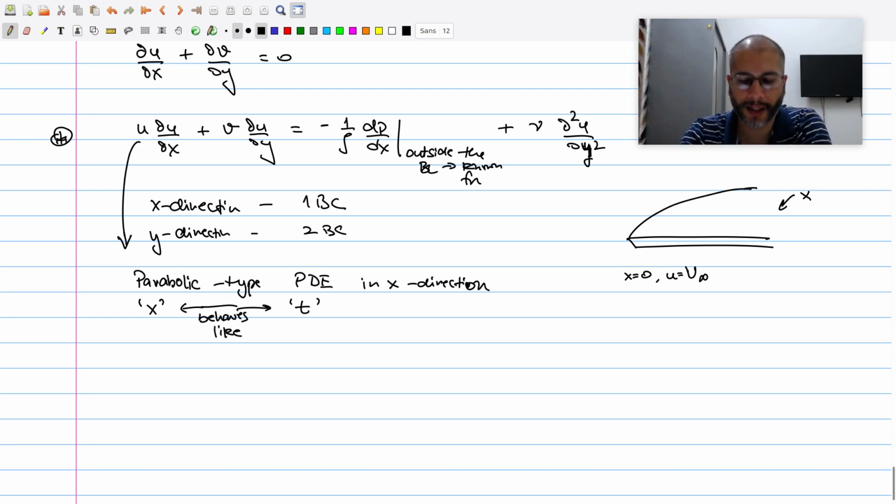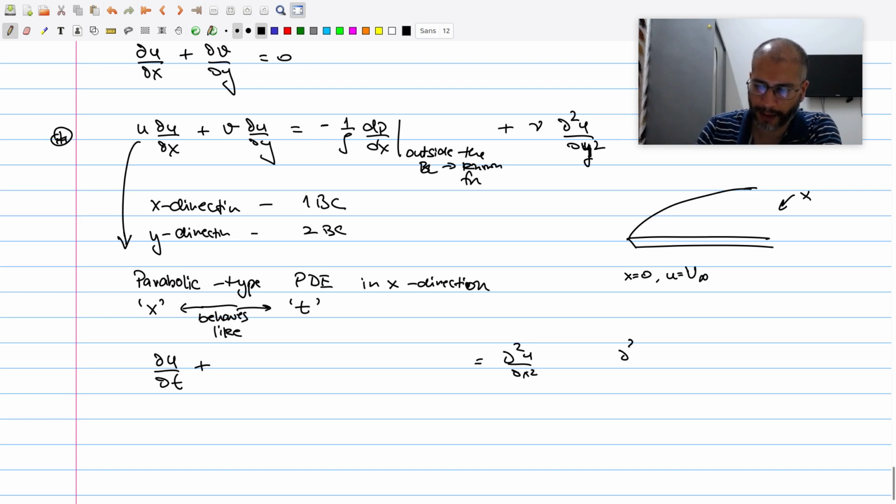Okay, because typically, if you remember our Navier-Stokes equation, we used to have ∂u/∂t, but we never had ∂²u/∂t², because that term was not there. So we had this term plus some ∂²u on the right hand side, ∂²u/∂x² and ∂²u/∂y², and on the left hand side we had ∂u/∂x, ∂u/∂y and so on.